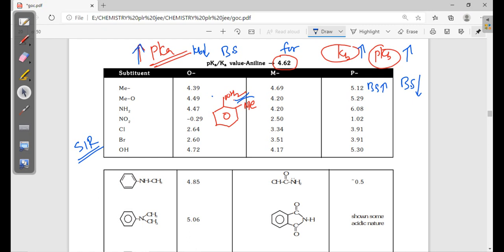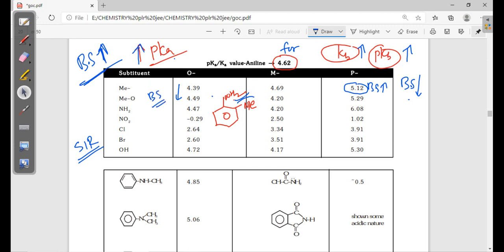Is this clear? Kb increasing means basic strength increasing. pKb increasing means basic strength decreasing. But here there is no Kb and pKb. Here Ka and pKa values are there. In that case, pKa increasing means basic strength increasing. Okay, I told the same at the start. There is no change in that, right? Now you see here all pKa values are there. Wherever the higher value is there, suppose this one 5.12, that means basic strength is more. For 4.39, 4, the basic strength is less.